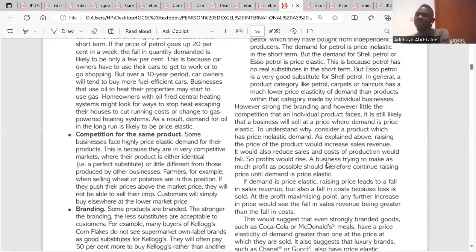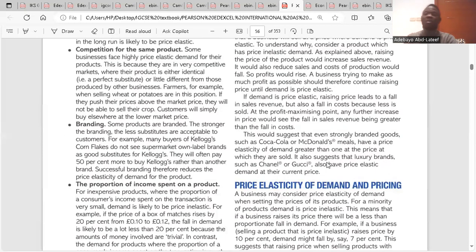Then for competition of the same product, here we're talking about close substitutes. If a product is increasing its price and close substitutes are available in the market, then the demand for such products will be price elastic. But if there are no close substitutes for that product, the demand for that product will be price inelastic. And that takes us to branding. For branding, we're talking about how strong the brand is.